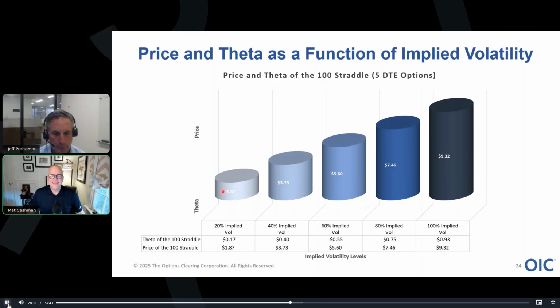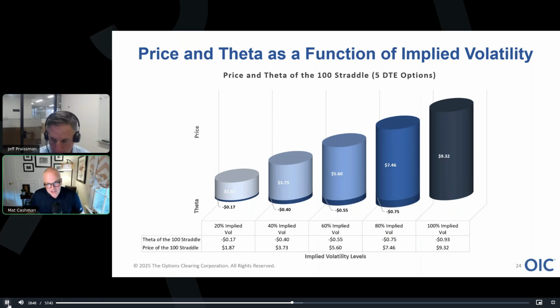But what that also means is that the theta is a function of extrinsic value. And so in this case, on the 20 vol, it might have 17 cents of theta. But on the 40 vol, 40 cents of theta, 55 cents of theta, 75 cents of theta, and 93 cents of theta. That is the measure of how much those options are going to decay in the course of a 24-hour period. The reason why is because if you have $9.32 of extrinsic value that's going to come out in the next 5 days, way more of it has to come out today than if it was $7.46.